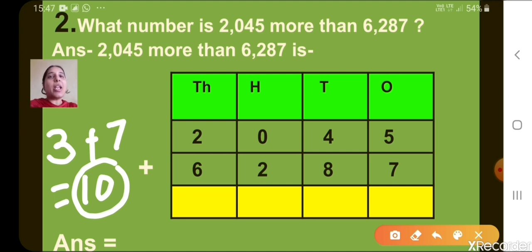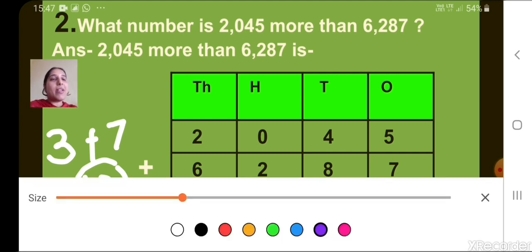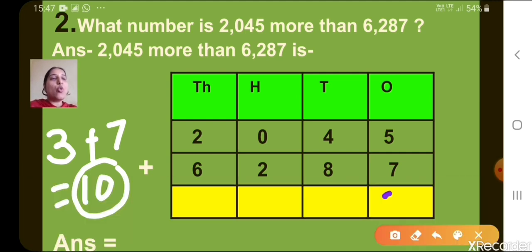So in the same way, in the question it's been asked, what number is 2045 more than 6287? It means we have to add here. So let's start adding. Let's start from ones place. 5 plus 7, what will you get, children? 12. But 12 is a two-digit number. So 2 we will write here and 1 will be carried over to the tens place.